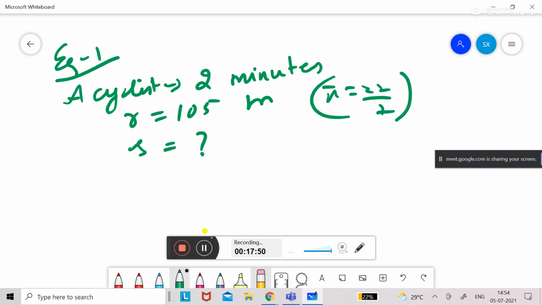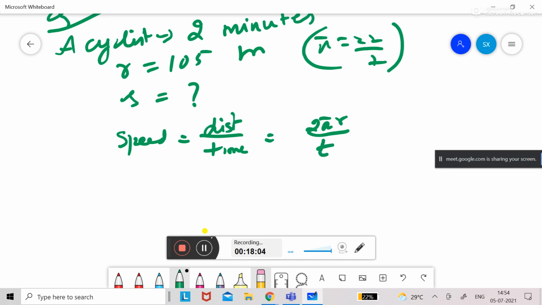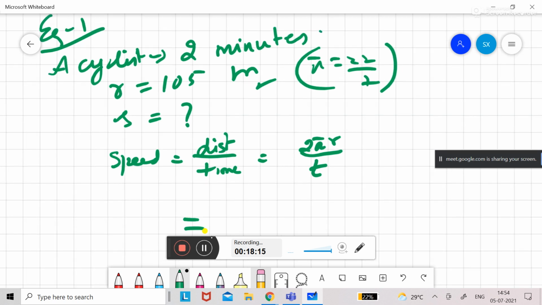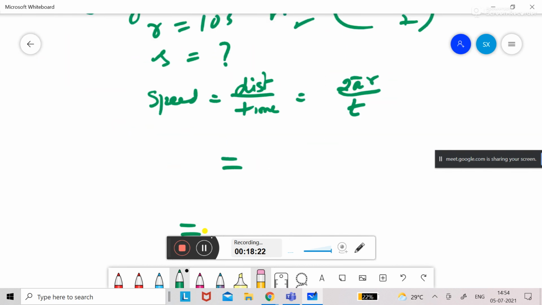What should you do? Speed is equal to distance by time taken, so 2 pi r by t. Here the radius is in meters, no problem. But 2 minutes you change to seconds. You multiply by 60, so you get 120 seconds. Now you multiply.